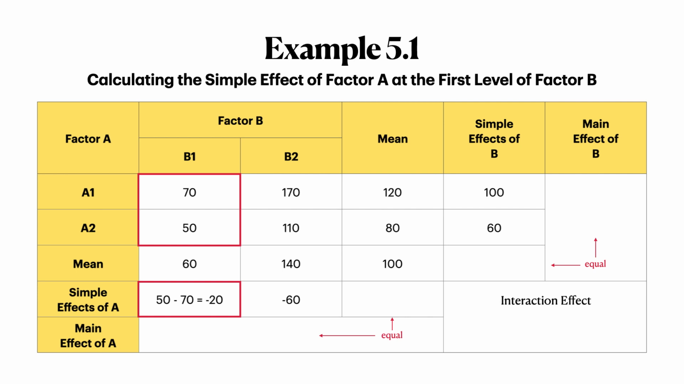And so we can see this in the context of the table. We're taking the difference between the two values in the first column of the table, 50 minus 70, and we're going to put this in a new row that we've appended to the table. That row, we've labeled as the simple effects of A. And we can see here that the value for the simple effect of A at the first level of B is equal to negative 20.